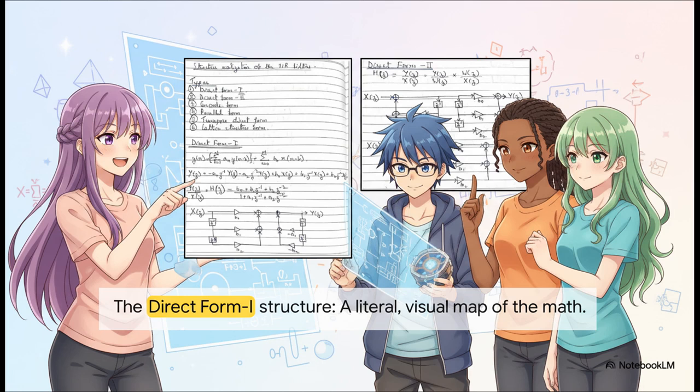This is the Direct Form I structure. You can literally trace the path. The signal comes in over here, it flows through this whole network, gets multiplied by these B values, goes through some delay blocks, gets tweaked by the A values, and then the final result pops out on the other side. It's a perfect visual map of the math.